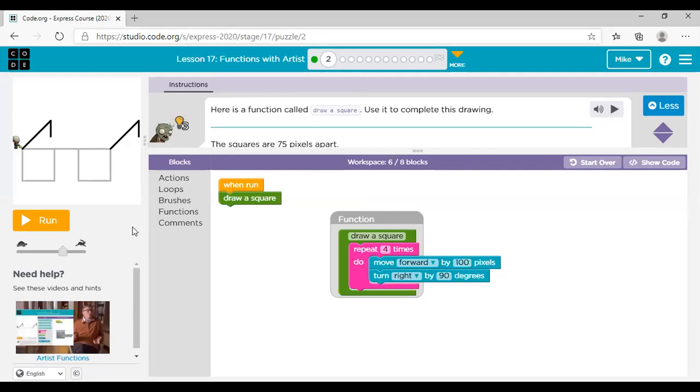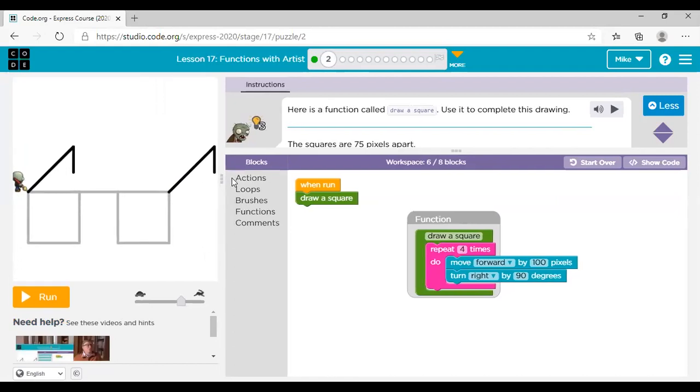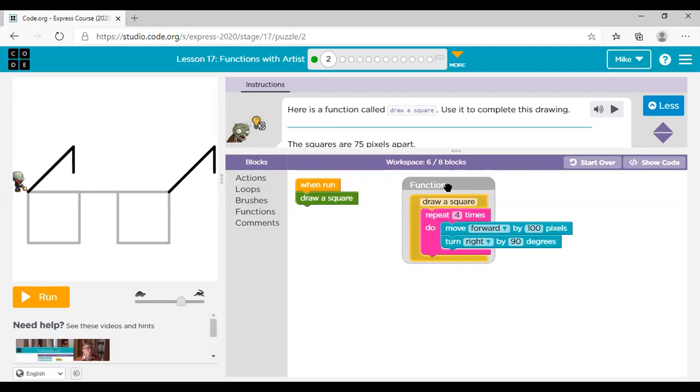Okay, puzzle number 2. Now look at what our zombie is drawing. He is drawing a pair of glasses. Okay, so let's quickly read our instructions. Here's a function called draw a square. Use it to complete this drawing. Luckily they've already given us the draw a square. So how many squares do we have? We have 2 squares. We've got one over here and one over here.